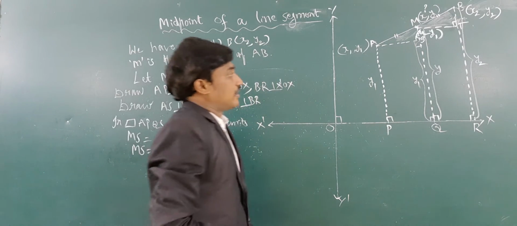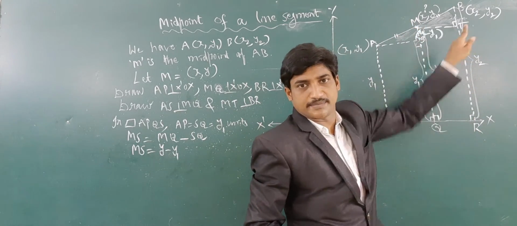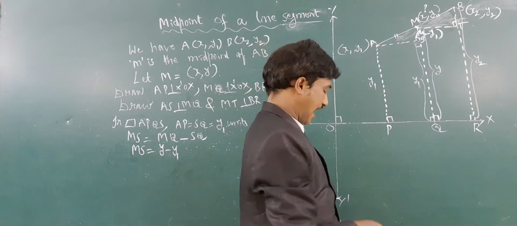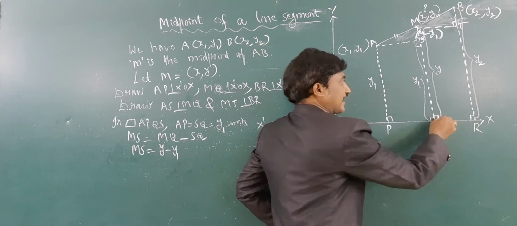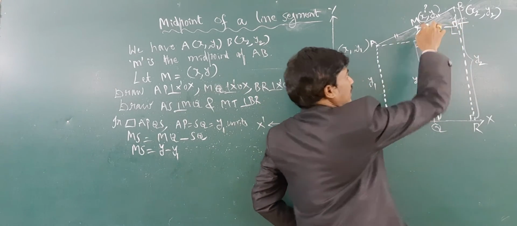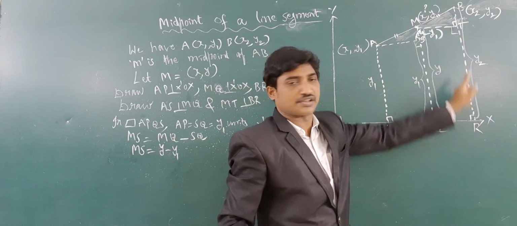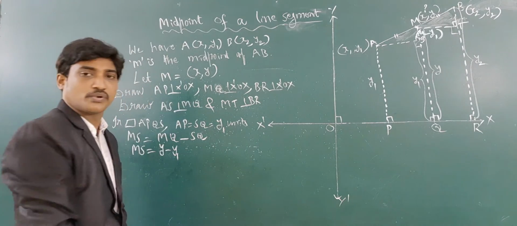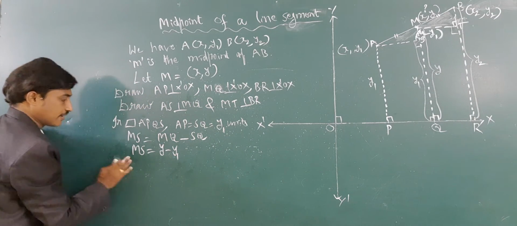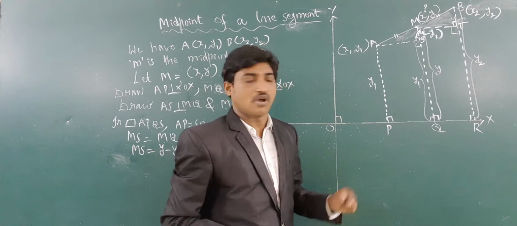Next, on the other hand, MQRT is also a rectangle, as we have angle R 90, angle Q is 90, angle T is 90 degrees, so that here angle M is 90 in this quadrilateral MQRT. MQRT is also a rectangle.